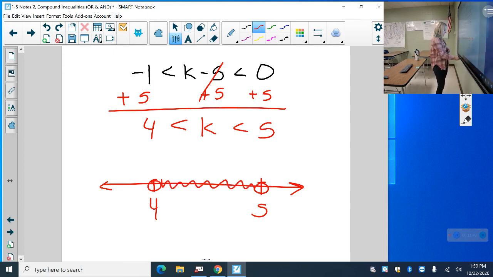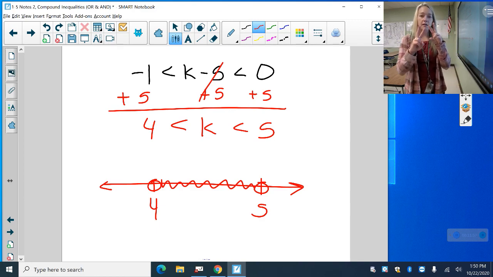Okay, so compound inequalities mean two inequalities. They can either go in opposite directions or they have to hit each other. Those are the only two types of compound inequalities we're going to have.